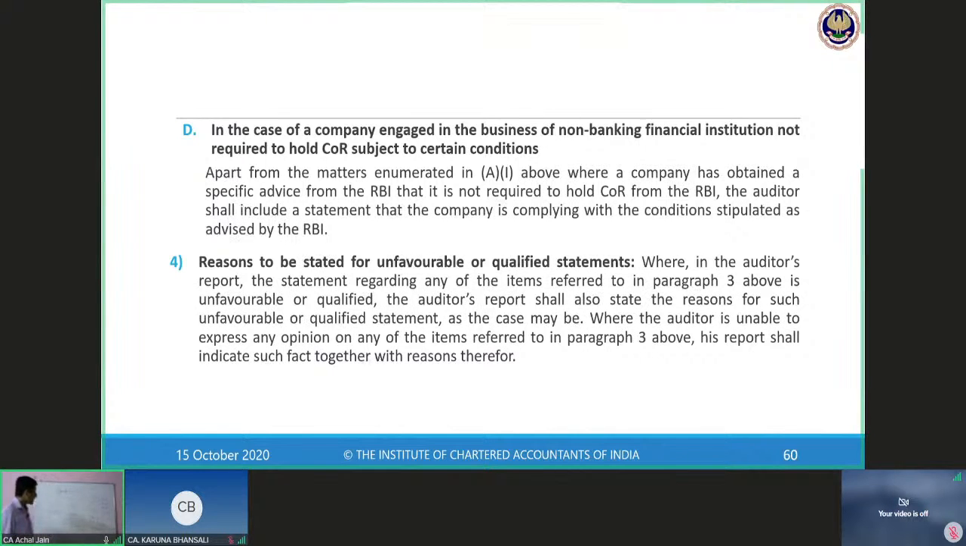So that means let's suppose this is qualified, or say this is qualified, this is qualified, or unfavorable. The auditor's report shall also state, so that means the auditor's report has stated that these are qualified, correct? Now it says that the auditor's report shall also state reasons for such unfavorable or qualified statement.